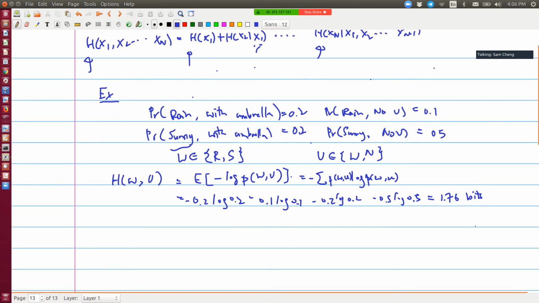And I can compute H(W), which is similar, right? But now it's only two cases. It's either going to rain or going to be sunny. So from here, what's the probability it's going to rain?